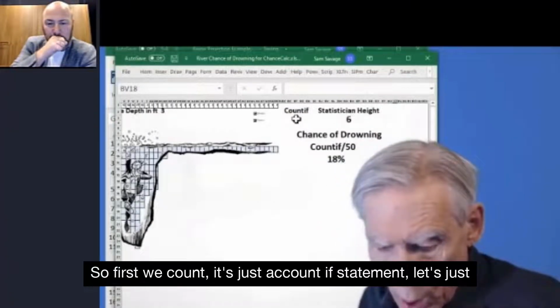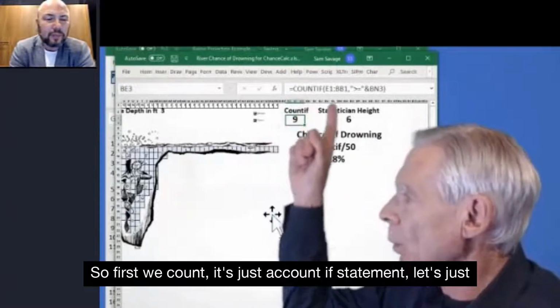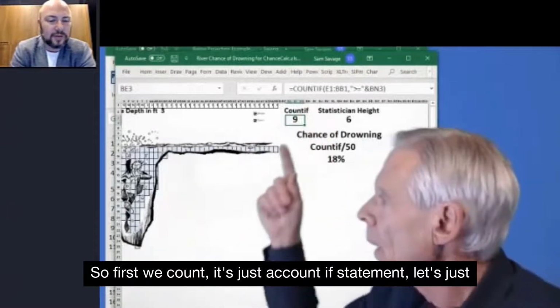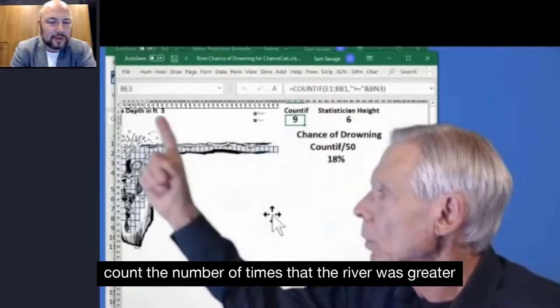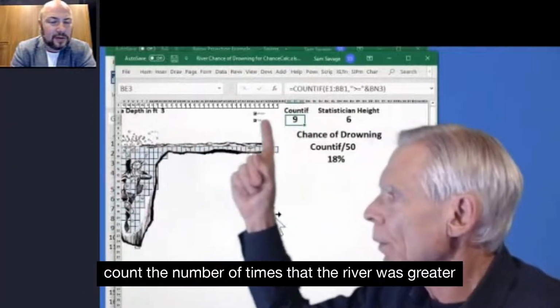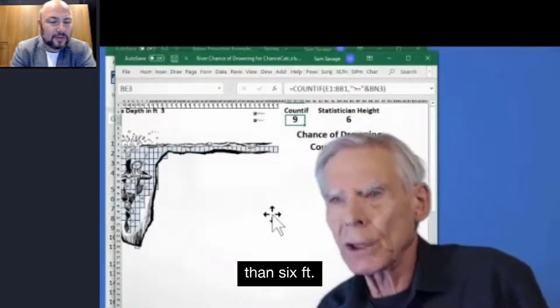So first, we count. It's just a count if statement. Let's just count the number of times that the river was greater than 6 feet.